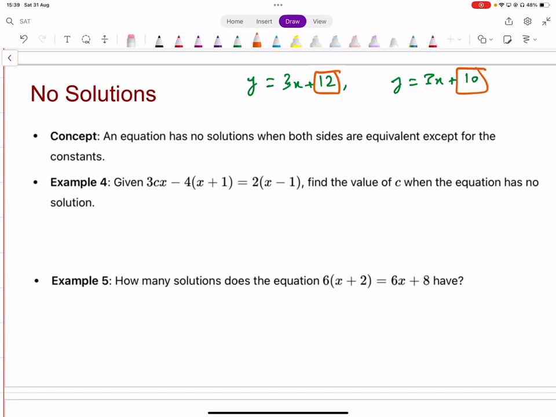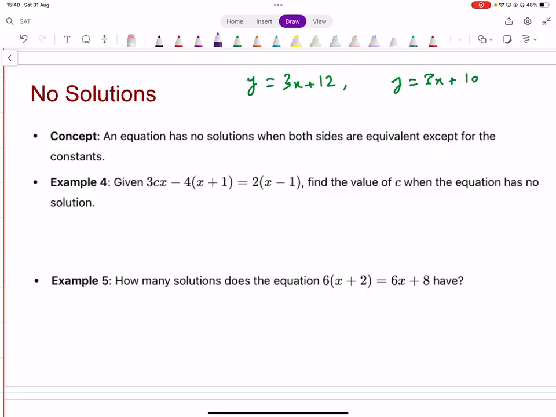Does that make sense? When you have an equation in which everything is the same on both sides except the constants, because constants here represent the y-intercept, right? So they basically move the equation or the function up or down. If everything else is the same and only the constant is different, that means they will be parallel to each other and never intersect, and therefore have no solutions. Okay? So an equation has no solutions when both sides are equivalent except for the constants.